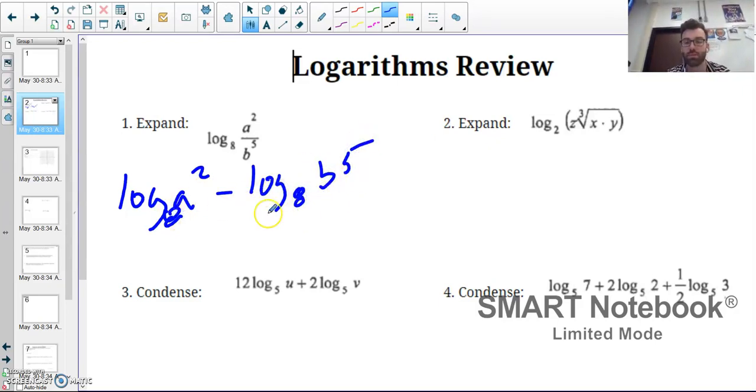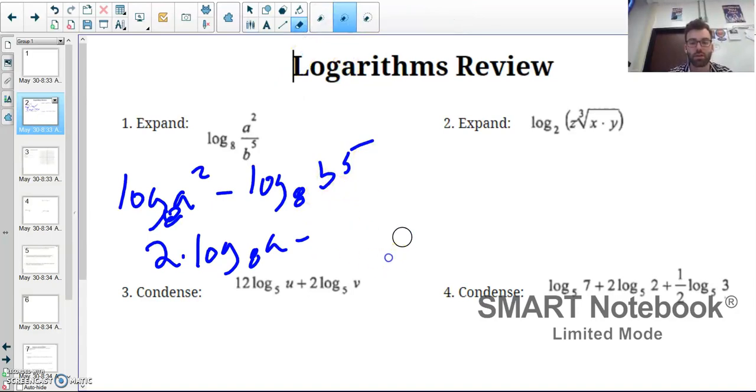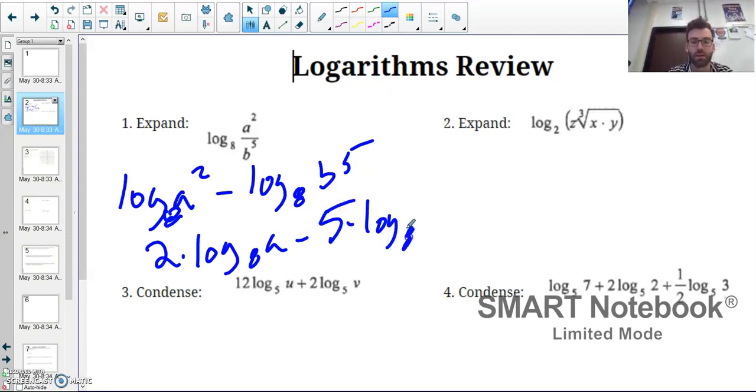Now you can do all this in one step. I'm just going to show you the next part. If you were able to jump right to here, that's fine. Okay, anyway, 5 times the log base 8 of b. Division means subtraction. Remember that if I have an exponent within a log, I can drop it like a top, drop it to the front.